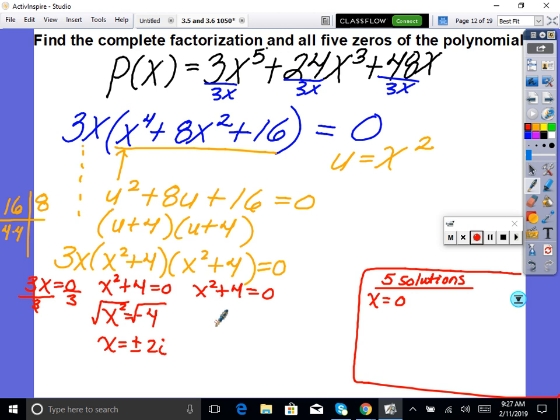Won't I get that same thing here again? So let's just write it out like this. x is equal to 2i with multiplicity of 2, and x is equal to negative 2i with multiplicity of 2. 1, 2, 3, 4, 5. There are 5 solutions listed here. Questions on that?